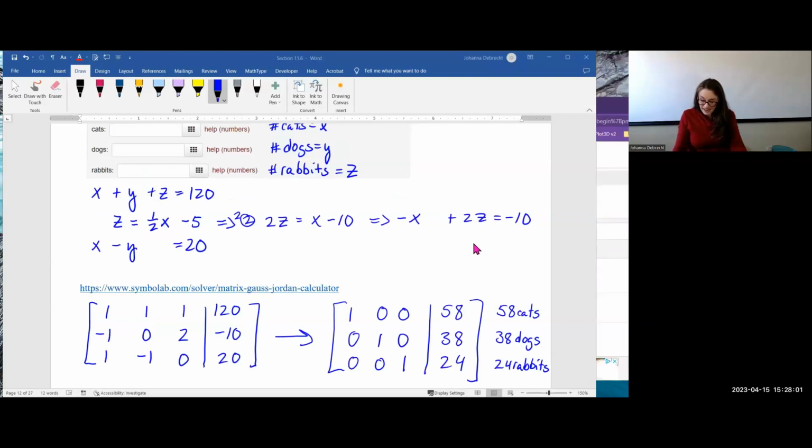How'd you do? In this case, we find that there are 58 cats, 38 dogs, and 24 rabbits, which makes total sense. Now there's one more type of problem I want to do for you, and then we will be done with our video series for college algebra. The one system we have not seen yet is a dependent system. So let me set one up, and we'll take a look at what happens when we have these 3 planes intersecting at a line. So there are infinitely many solutions.